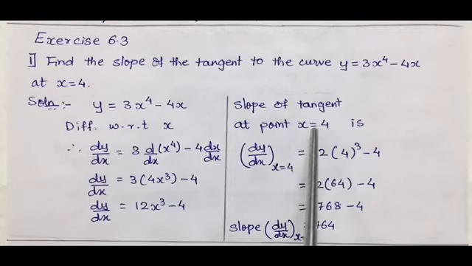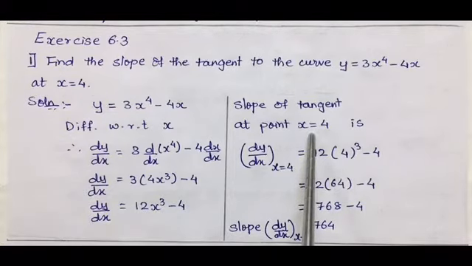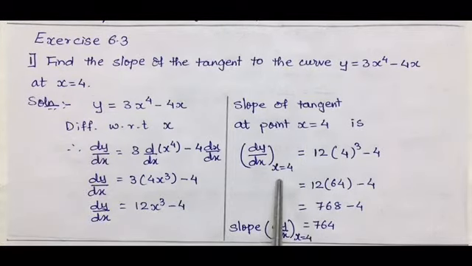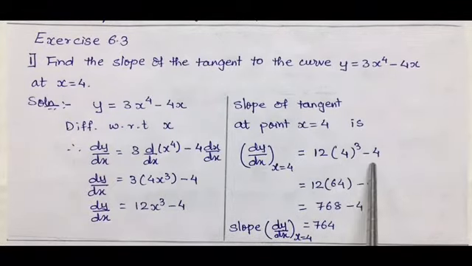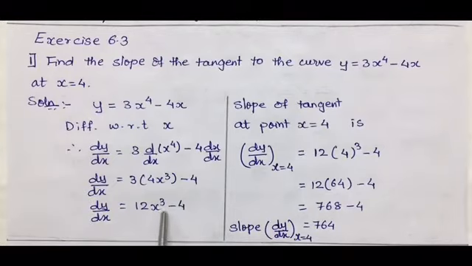Now in that slope formula we have to keep the value of x equal to 4. So 12 into 4 cube minus 4 in the equation of dy by dx. So 12 into 64 minus 4, that makes it 768 minus 4. So the value of slope at the point x equal to 4 is 764.